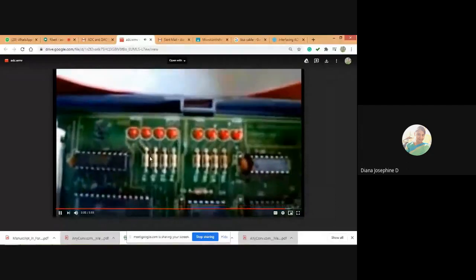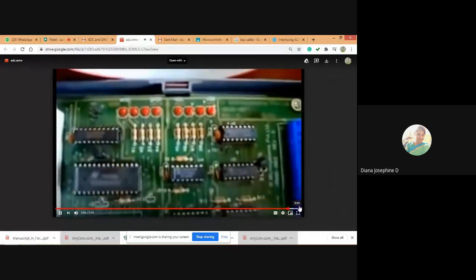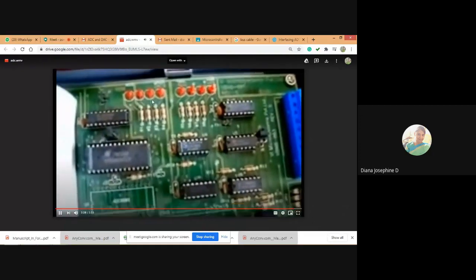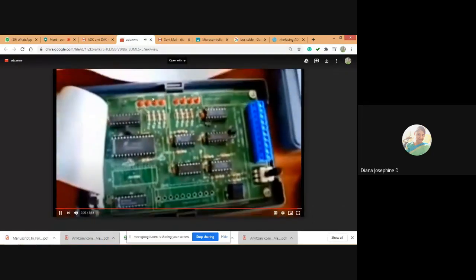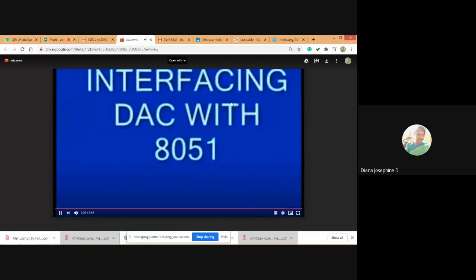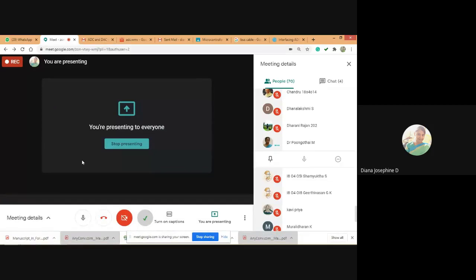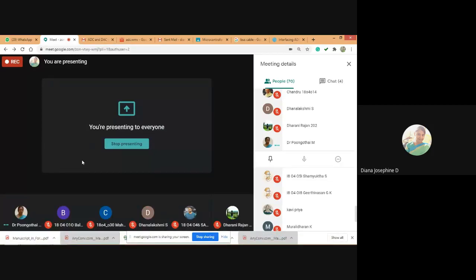This is the reset button. Once the analog value is set, we have to press this button so that we can get the digital values on these LEDs. You can directly fill the output table with the input analog values and the output digital values.